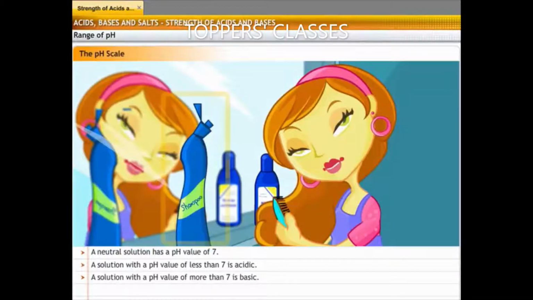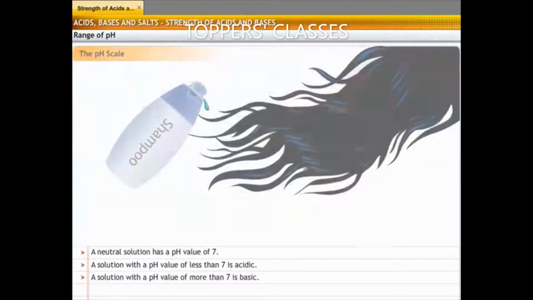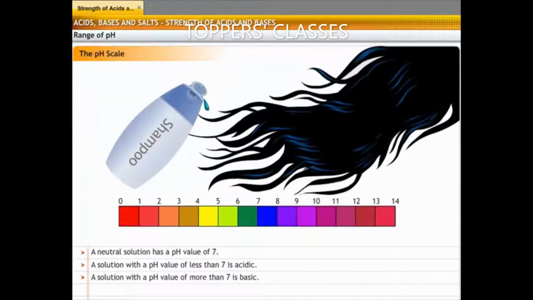Even shampoos react with your hair depending on their pH value. Those shampoos that have a pH value above 6 make hair dull and rough. For your hair to look good, you need a shampoo that is slightly acidic. A good shampoo would normally be within a pH range of 5.5 and 6.